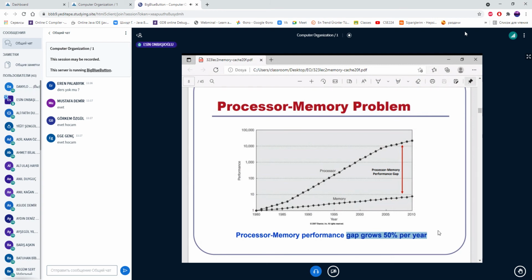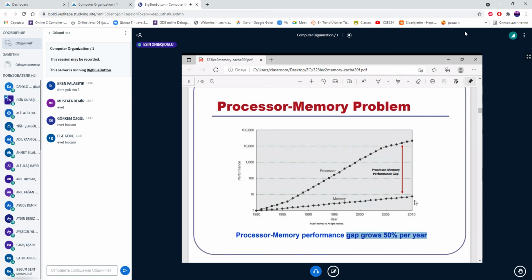So therefore, memory access time limits the performance of your computer. Even if you have the fastest arithmetic logic unit, the fastest processor, as you have to access the memory, you cannot get the best performance from that processor. So now our problem is to increase the memory access speed.